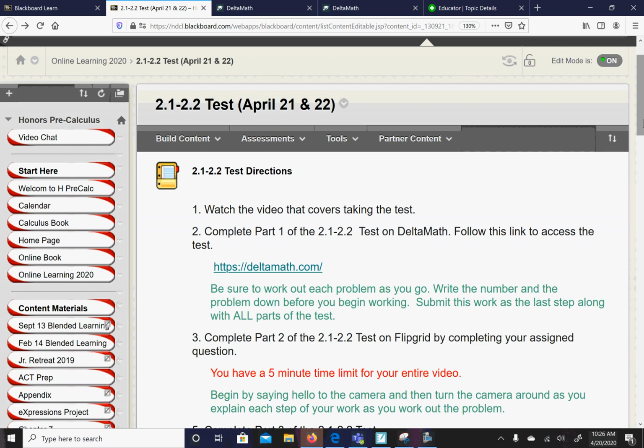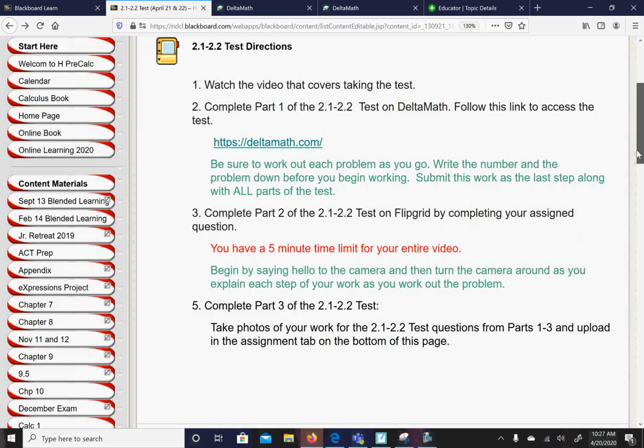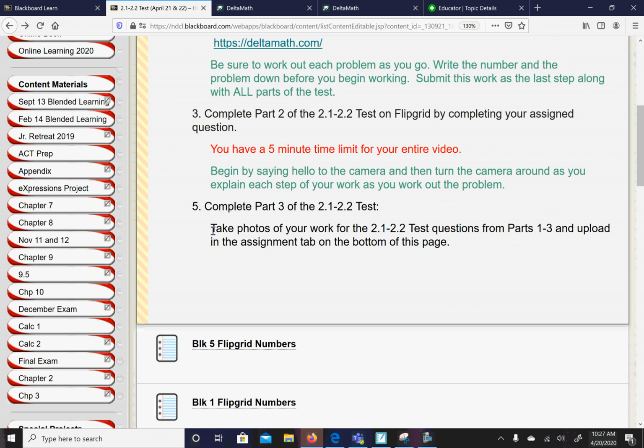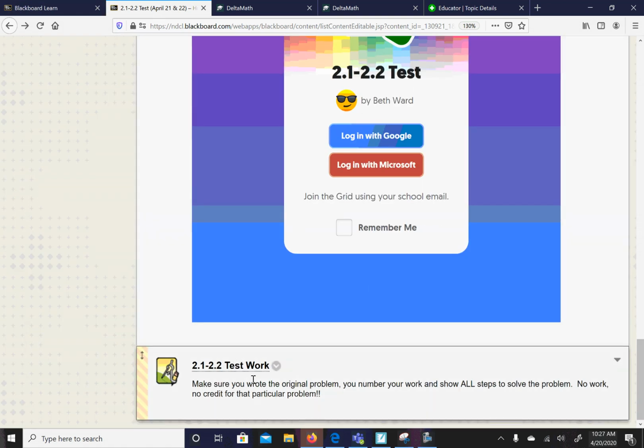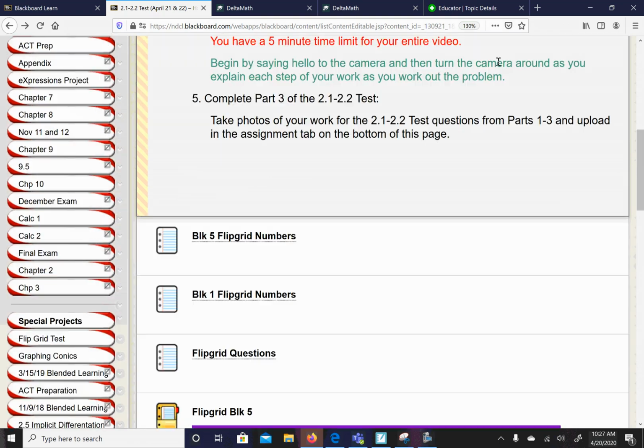Okay, your test this time is only going to have 3 parts. You're going to do a Delta Math part, where you answer the questions on Delta Math. You're going to do a question on Flipgrid, just like we did last time. And the third part is you're going to take photos of all your work from parts 1 and 2, and upload them into the assignment tab at the bottom of this page, which is down here. So let's talk about Delta Math.